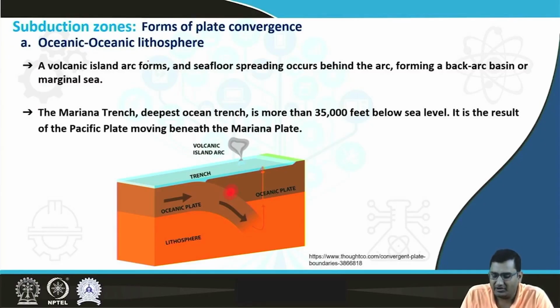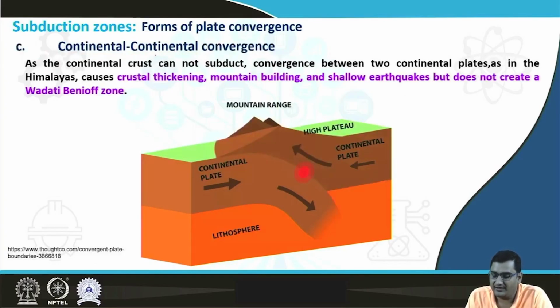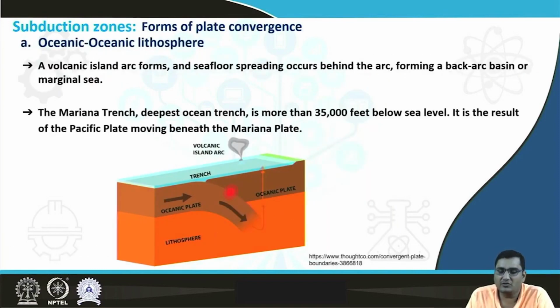Now let's talk about the forms of plate convergence, that means types of plate convergence. One is oceanic lithosphere, another is oceanic-continental lithosphere, and then we have continental convergence. These three types we are going to discuss. Let's first discuss the oceanic lithosphere.